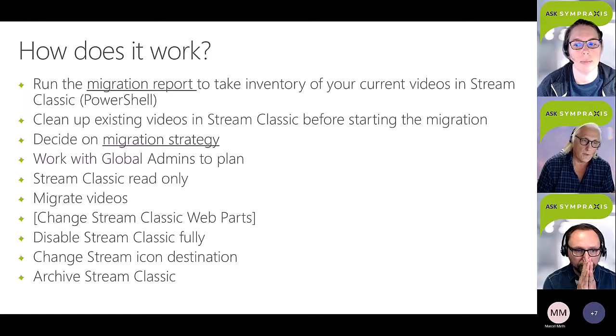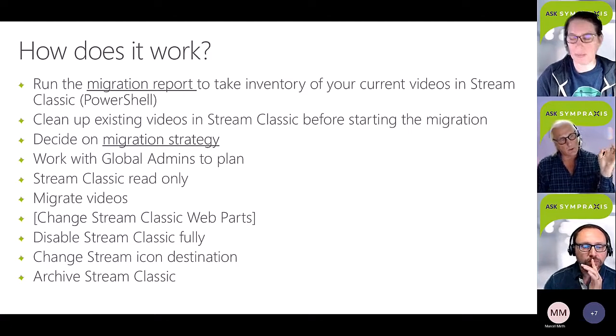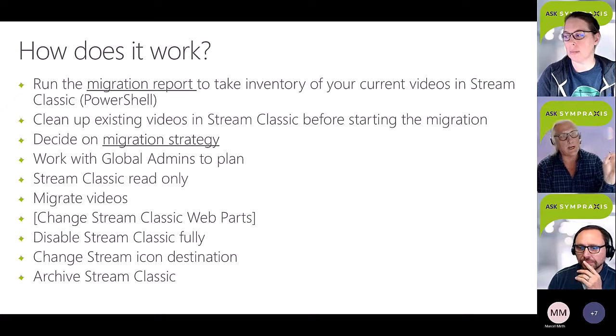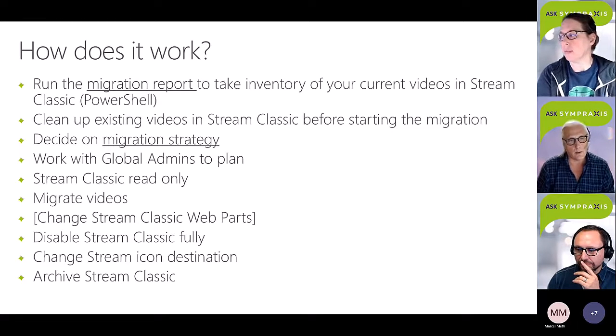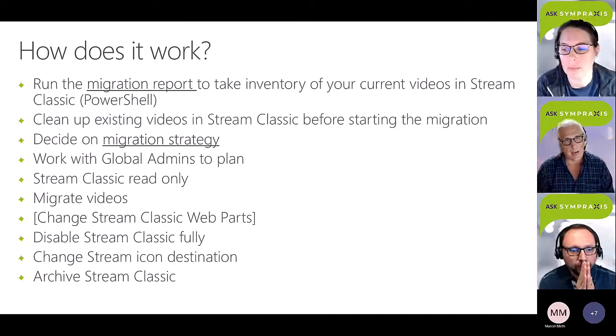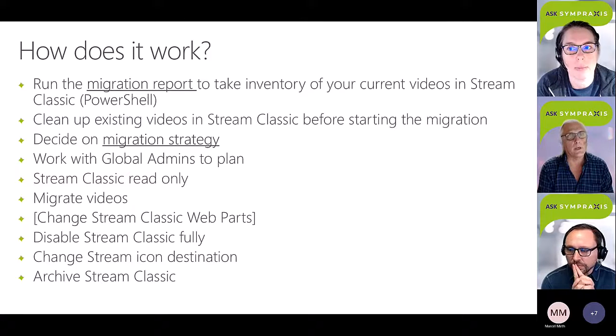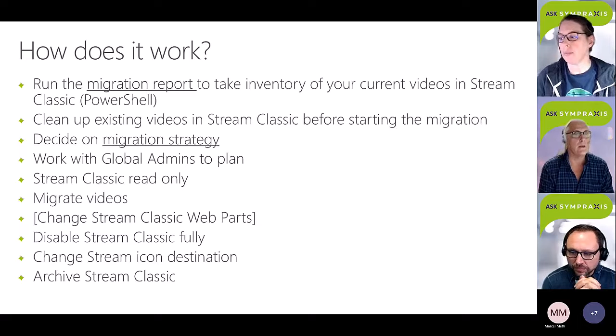You do want to work with your global admins to plan this, because the Stream icon, the icon behind the waffle, points to Stream Classic if you haven't done this yet, and you're going to want to point it to the office.com Stream or video page when you're done with this. So there are some things that your global admins are going to have to do for you, so you want to make sure that you include them in these conversations.